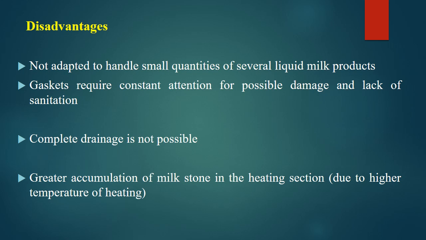So small scale processing is not possible, or other different kinds of liquid milk products are not possible. Gaskets require constant attention for possible damage and lack of sanitation. Gaskets play a very important role for leakproof movement of the liquid, either the medium or the liquid milk. So that requires very close monitoring. Complete drainage is not possible, so some milk here and there will be retained.